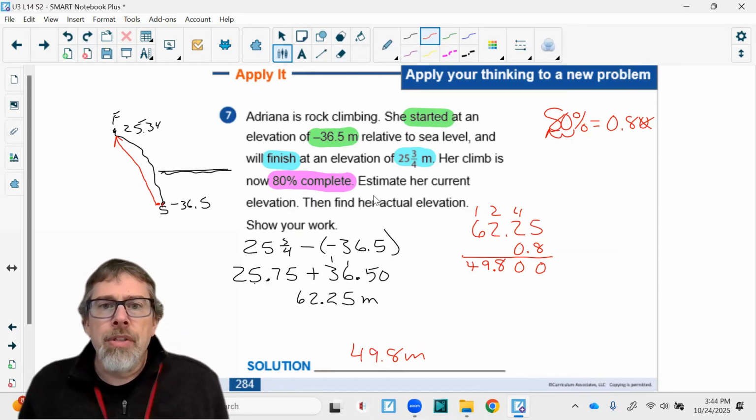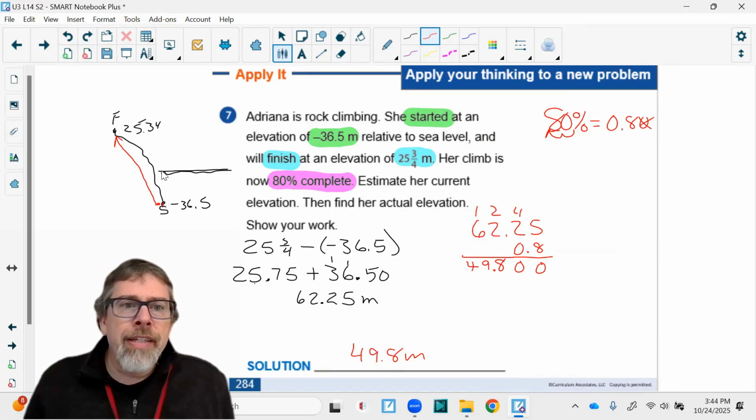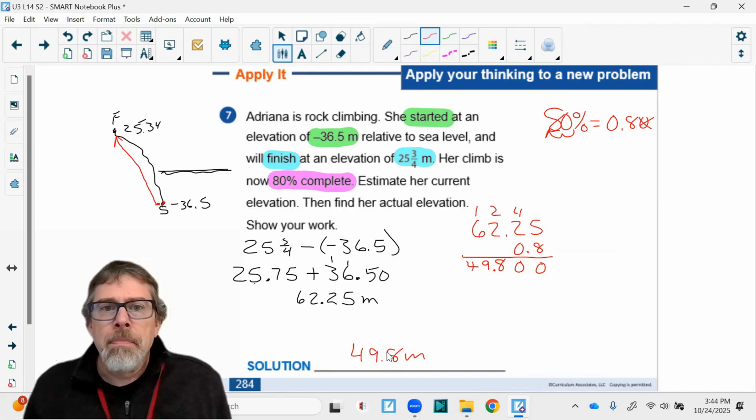So it says, find her actual elevation, show your work. She is at 49.8 meters away from the starting point. So this is still not the right answer.